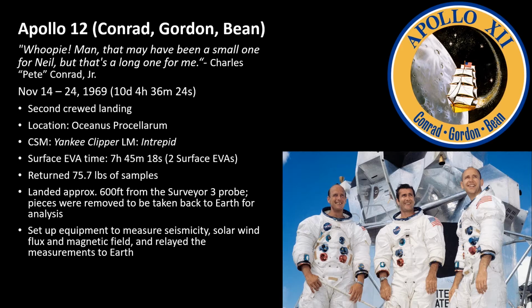This crew had a surface EVA time of 7 hours, 45 minutes, and 18 seconds, with 2 surface EVAs. The crew returned 75.7 pounds of samples and landed about 600 feet from the Surveyor 3 probe, where they removed pieces of the Surveyor spacecraft to be taken back to Earth for analysis. This mission also set up equipment to measure seismicity, solar wind flux, and magnetic field, and relayed the measurements back to Earth.